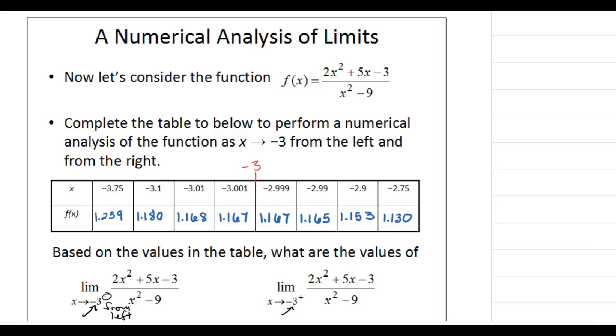So as I do this from the left, I am approaching from the left, and approaching as my x values get closer to -3 from the left. Looking at my values here, I see 1.259, 1.180, 1.168, 1.167. And this one's a little bit trickier than before. It's not heading toward an integer.